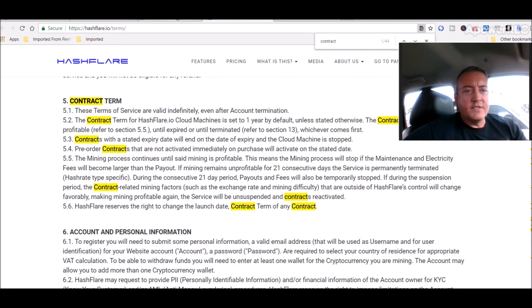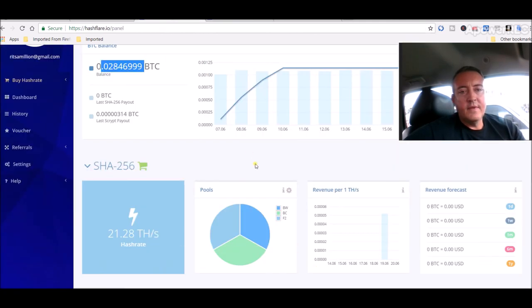So just to recap, we're at a kind of a weird period here with Hashflare. I do not recommend it, so save your money. If you want to get some Bitcoin, just buy Bitcoin straight, you know, go to Coinbase and just buy it that way. Other than that, I think we are done for today, guys.